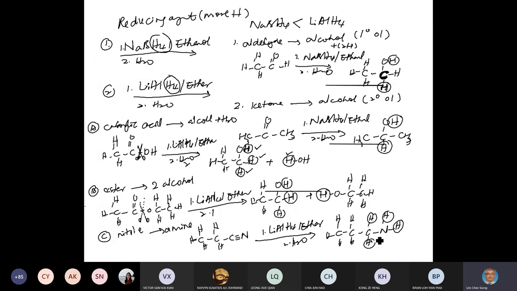Can you understand? Okay, come, print screen for this one. Okay, so this will be called the reducing agent. In your syllabus, you only have to remember two of them. These are the two, 1 and 2.